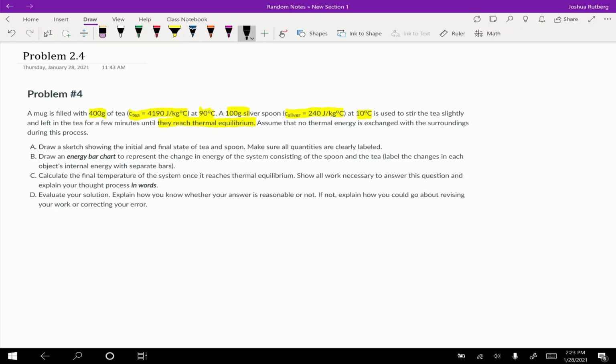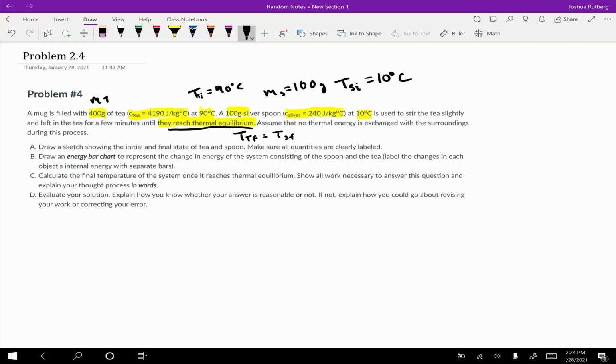So what we're told is the mass of the tea, the specific heat of the tea, the initial temperature of the tea, the mass of the silver is 100 grams, the initial temperature of the silver is 10 degrees Celsius, and we're told that they reach thermal equilibrium, which is a fancy way of just saying that their final temperature is going to be the same. So the final temperature of the tea is going to be the same as the final temperature of the silver.